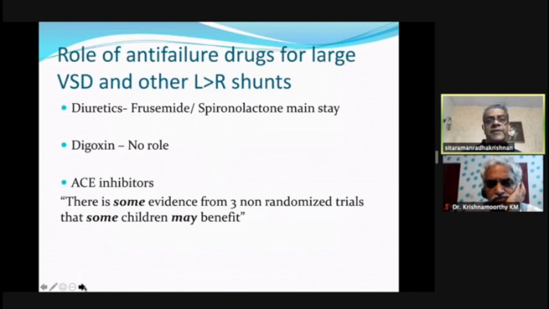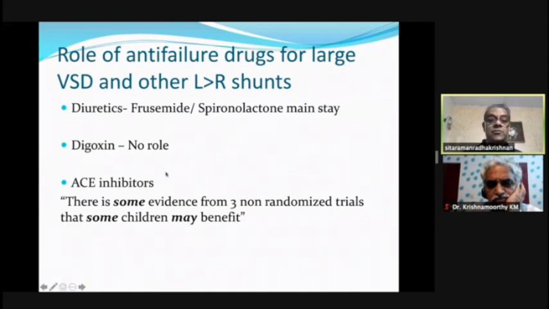What is the role of medical treatment? Remember that there is only one group of drugs which are used for treatment of these patients with heart failure, and those are diuretics, furosemide or spironolactone. There are no other drugs which is going to make any difference in the natural history. And this drug too is mainly for controlling pulmonary congestion or systemic congestion.